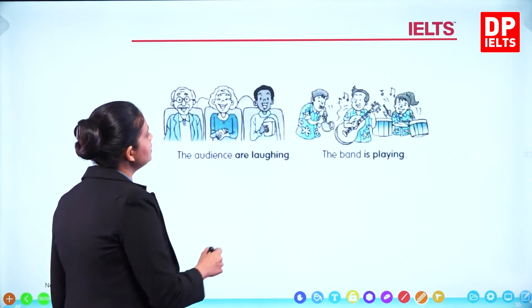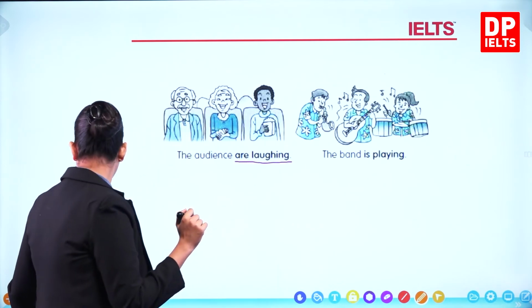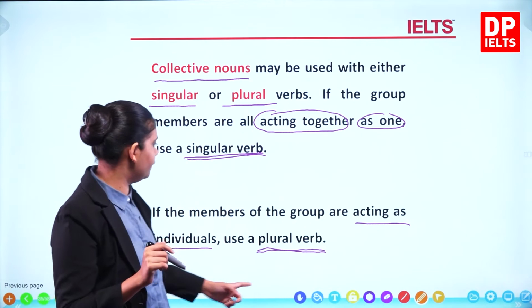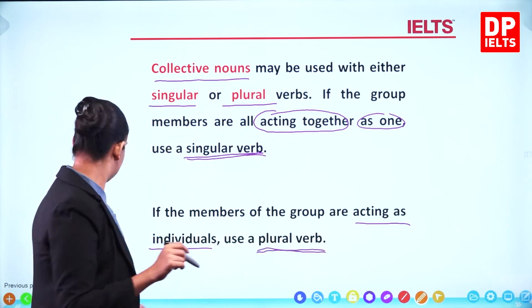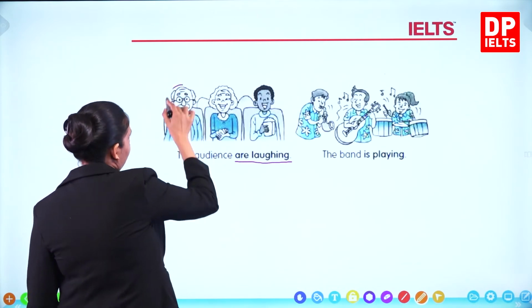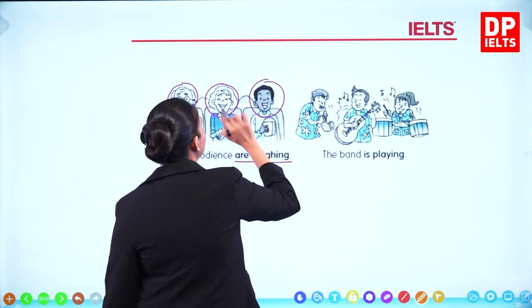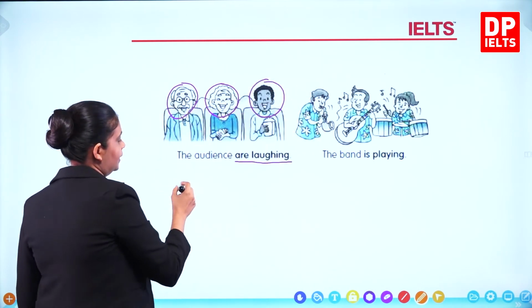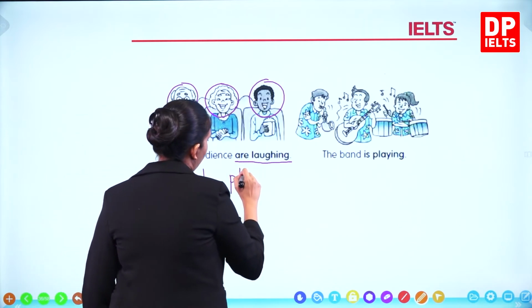The onions are laughing. Now, when do we use it as a plural? When they are considered as individuals. ඒ කියන්නේ මේ audience කියන්නේ මිනිස්සු කොට්ටාශයක්. මෙයා එක්කෙනෙක්, මෙයා එක්කෙනෙක්, මෙයා එක්කෙනෙක්. අපි තනි තනියෙන් individuals ලා හැටියට ගන්නවා නම් the verb is plural.